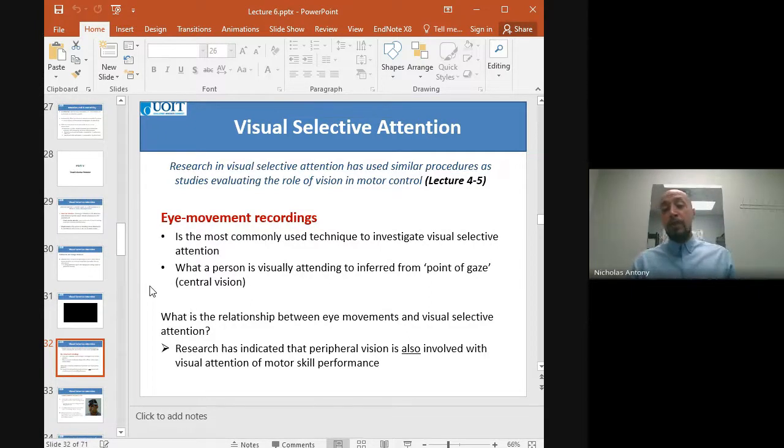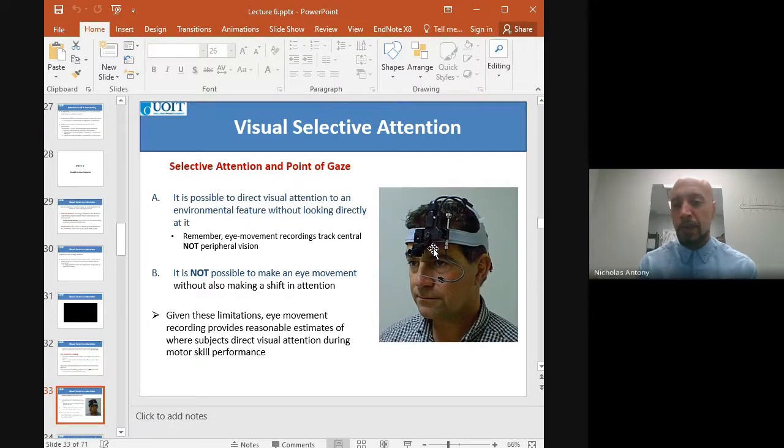And so with this research on visual selective attention, researchers are utilizing these eye movement recording devices. Do you remember this from lecture 4, I think? Let's reiterate what these goggles do. They record the movement of the pupil, so central vision. So they are very good at showing what people are focusing their central vision on, which is really the most important thing.